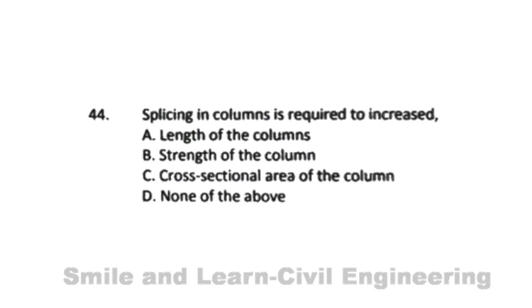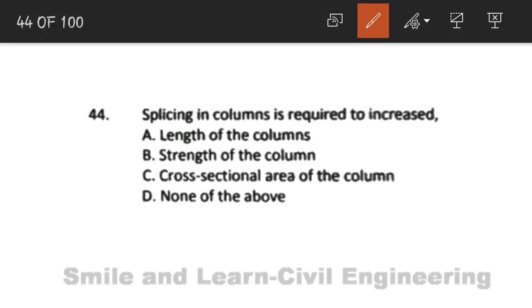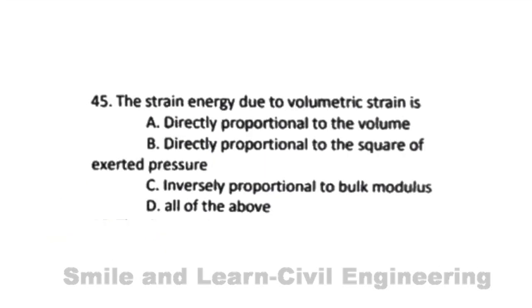Splicing in columns is required to increase the length of the columns, which is almost 1/3 to 1/4 of the length of the columns. So why do we do the splicing? In order to increase the length of the columns. Okay. Next question, the strain energy due to volumetric strain.